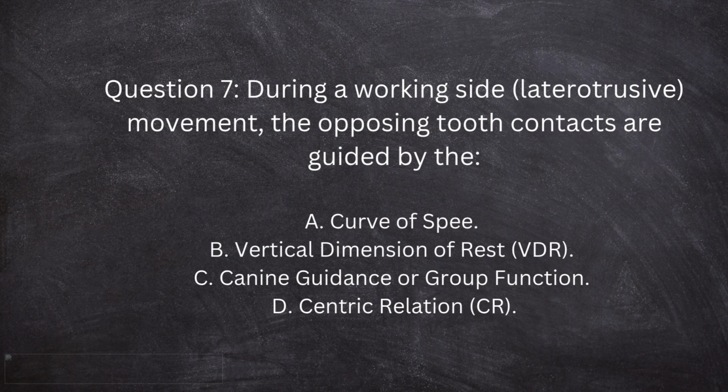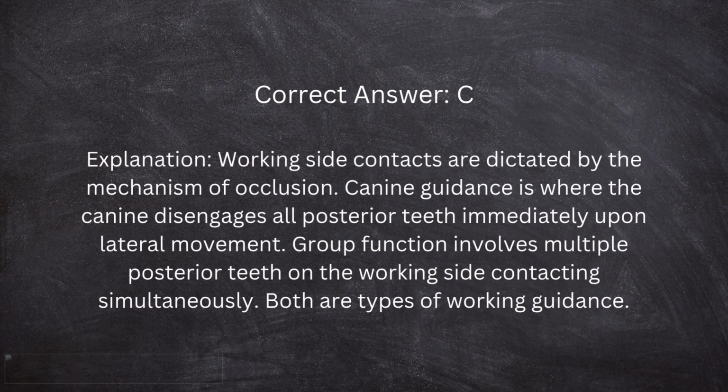Correct answer: C. Explanation: Working side contacts are dictated by the mechanism of occlusion. Canine guidance is where the canine disengages all posterior teeth immediately upon lateral movement. Group function involves multiple posterior teeth on the working side contacting simultaneously. Both are types of working guidance.